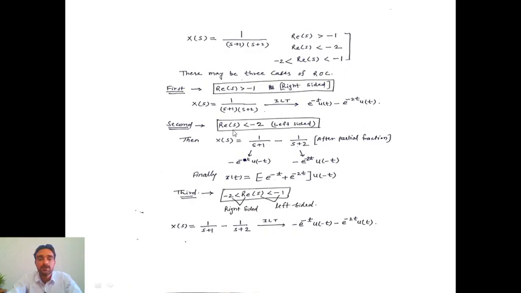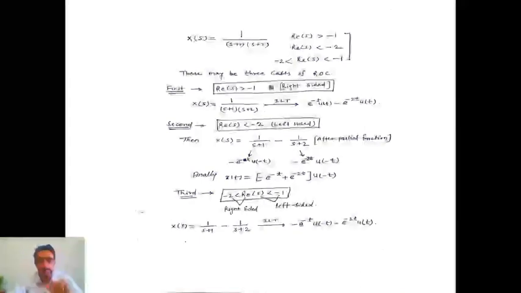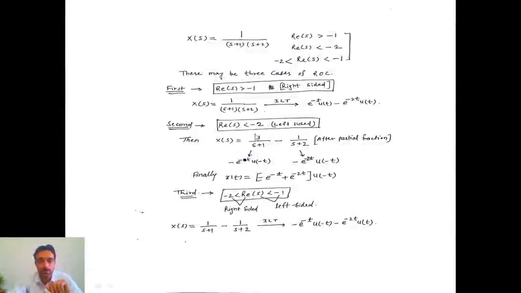So for this case, ROC is less than -2, that is a left-sided signal, because less than -2 means the negative part, left-sided. The inverse Laplace transform of 1 upon s plus 1 is e to the power minus t u of minus t. Why u of minus t? Because of the left-sided signal, as in the first lecture. And in the second part, 1 upon s plus 2, the inverse Laplace transform is e to the power minus 2t u of minus t. Why u of minus t? Because this is also a left-sided signal.